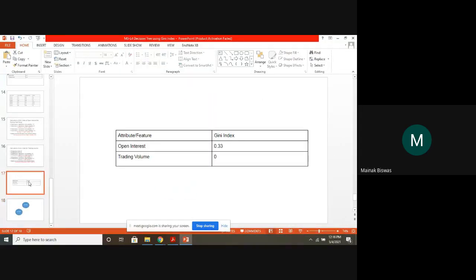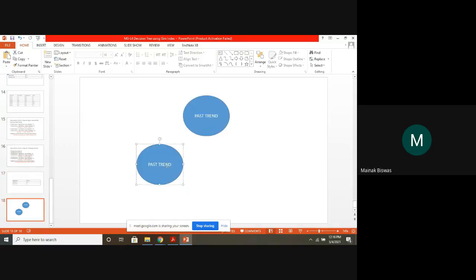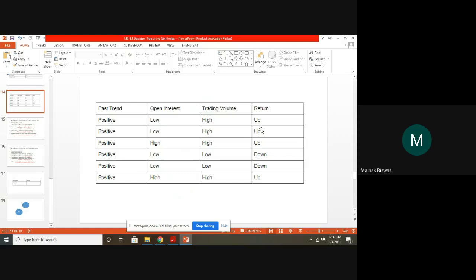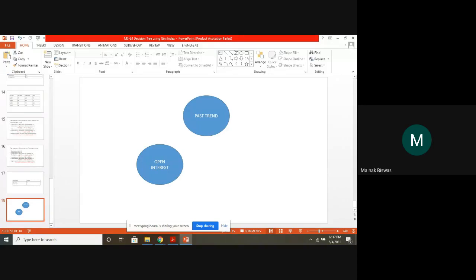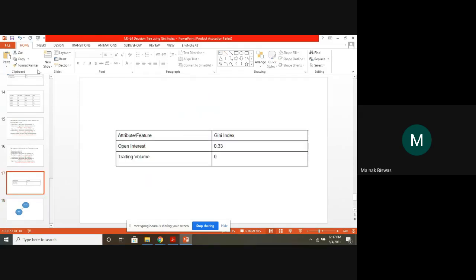The second is, in this case, positive or negative. For the positive class again, we find it is basically open interest. So it is either low or high. For high it is up, and for low it will be basically high. So we'll find this one. In this way, we try to find the Gini index. In the later part, we will compute the decision tree in this fashion.